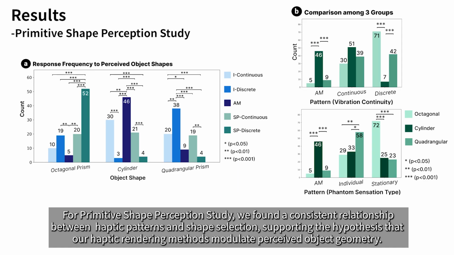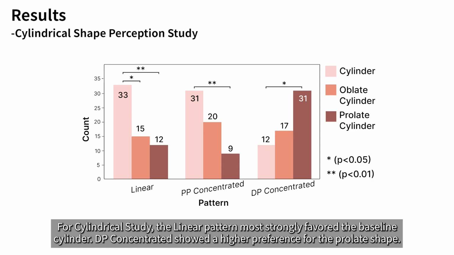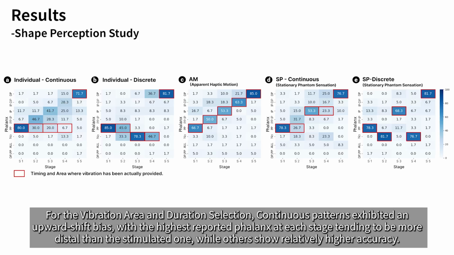For the primitive shape perception study, we found a consistent relationship between haptic patterns and shape selection, supporting the hypothesis that our haptic rendering methods modulate perceived object geometry. For the cylindrical study, the linear pattern most strongly favored the baseline cylinder. DP concentrated showed a higher preference for the prolate shape. For the vibration area and duration selection, continuous patterns exhibited an upward shift bias, with the highest reported phalanx at each stage tending to be more distal than the stimulated one, while others show relatively higher accuracy.